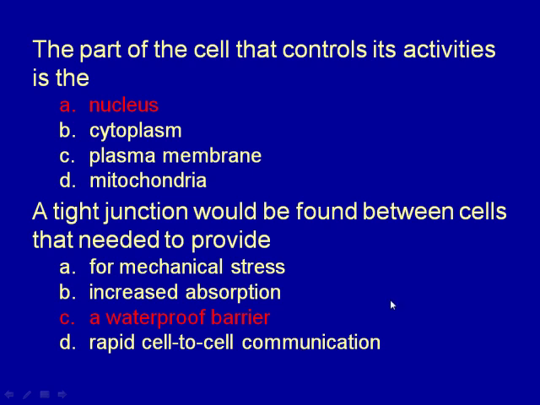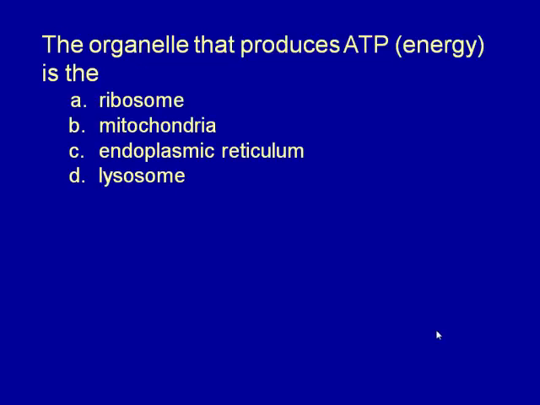The organelle that produces ATP, or energy, is the ribosome, mitochondria, endoplasmic reticulum, or the lysosome. Mitochondria is the powerhouse of the cell. That's what makes the ATP. Ribosomes are involved in protein synthesis. The endoplasmic reticulum is more like the circulatory system of the cells, and the lysosome contains the digestive enzymes.